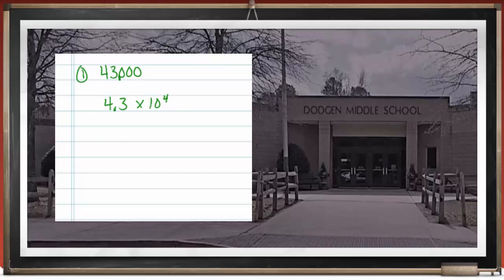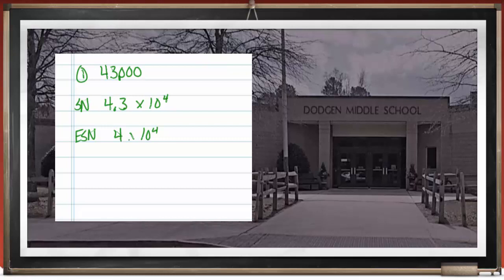Now, it then asks you for an estimated value of the scientific notation. And the estimated value of the scientific notation, since my 3 is less than 5, we're going to go ahead and keep the value 4 as my rounded whole number times 10 to the 4th power.